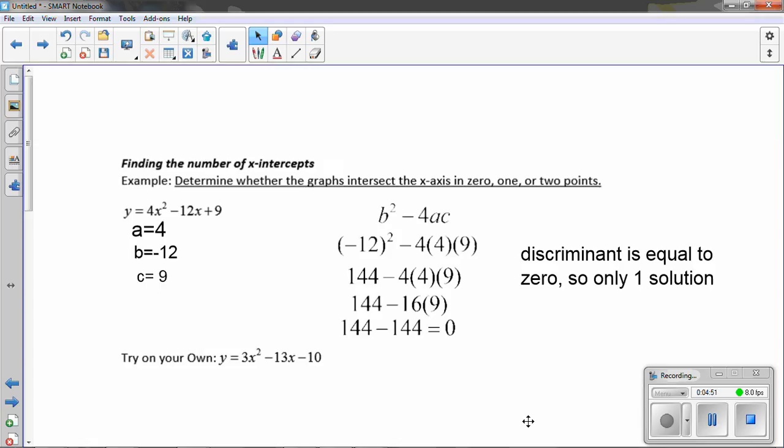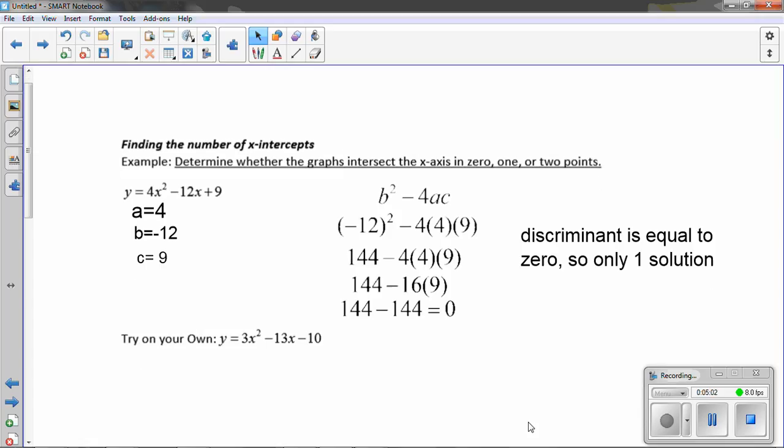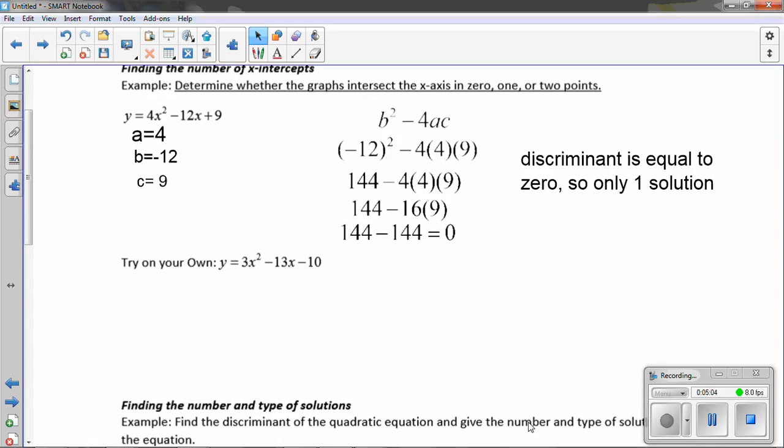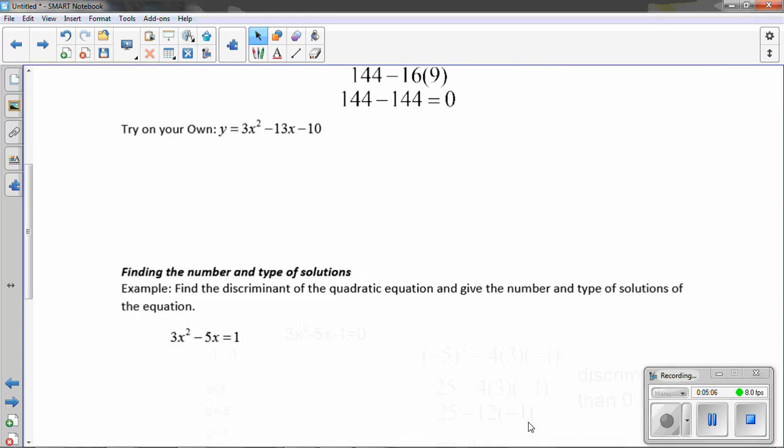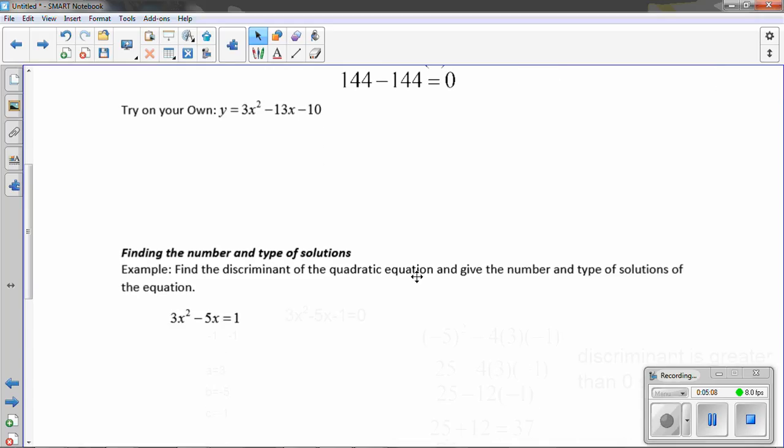So sometimes the questions will just ask you, how many solutions does it have? And instead of having to graph it, which could take some time, you can just throw it in the discriminant, see how many you get. Okay, so you're going to try one on your own. And then the other kind, it says find the discriminant of the equation and give the number and types of solution. We're just doing the discriminant. We find out what the number is for the discriminant, and then what that means about the solution. So that's what we're doing.